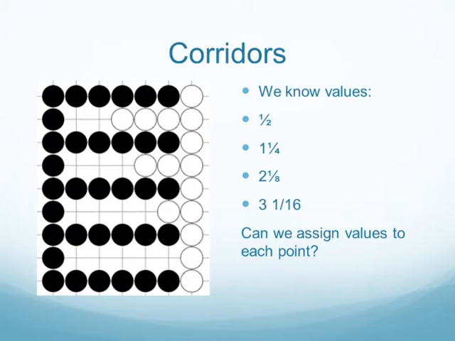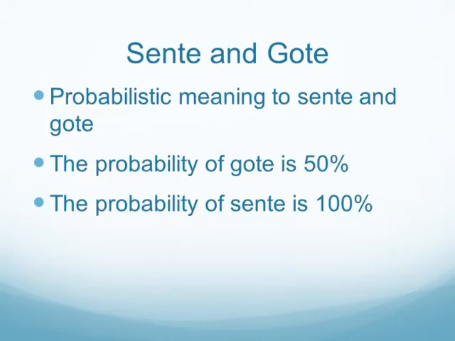Now the question then is, can we go further than simply knowing the value of the corridor as a whole? Can we assign values to each point in the corridor? If we can do that, then we can see how influence radiates out from the stones. We can do so by assigning a probabilistic meaning or interpretation to Sente and Gote. That is to say, if the position is Gote, 50% of the time white will play there, and 50% of the time black will play there.